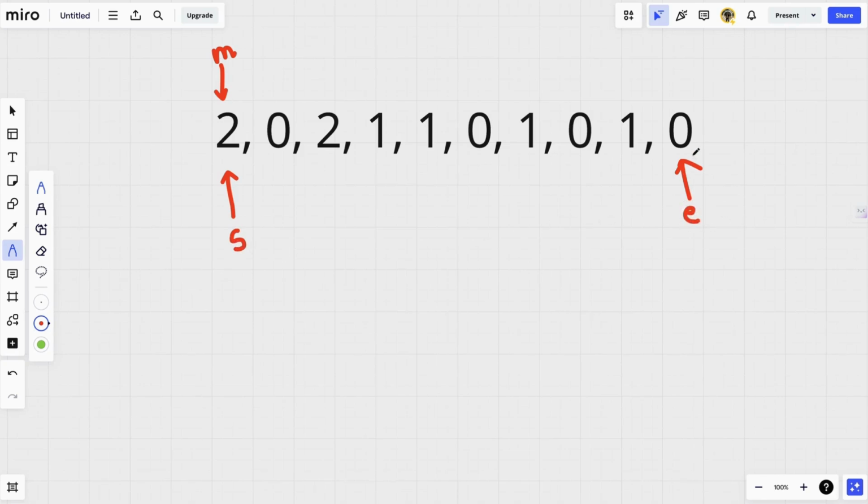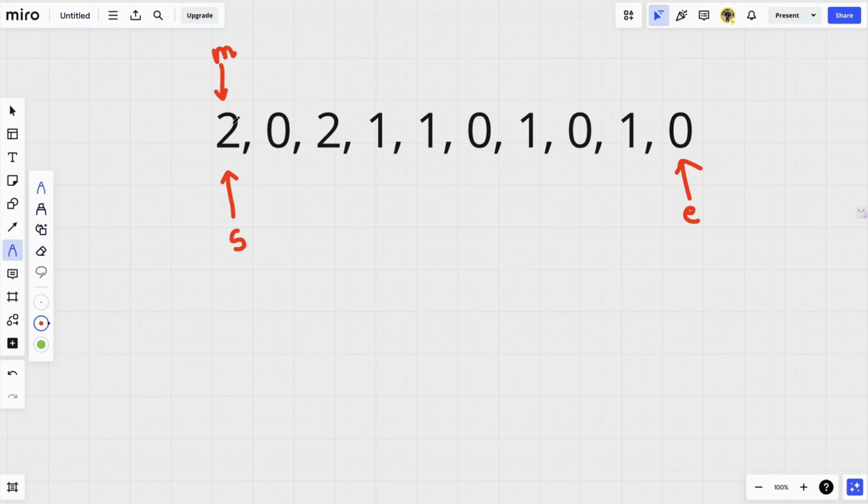Initially E is initialized at the ending index, that is length of the array minus 1, and both mid and start are at the 0th index. So which pointer will we be checking? We will be checking this mid pointer, M.